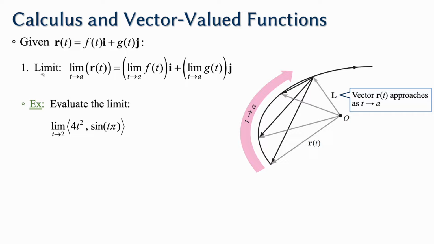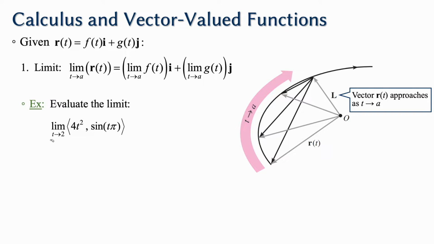So looking at our first operation, finding a limit: when doing the limit, as our parameter approaches a certain value of a vector-valued function, we'll apply that limit to the component horizontally, and then as well apply it to the component vertically. And again, the answer is still going to be a vector-valued function in terms of the sum of i and j.